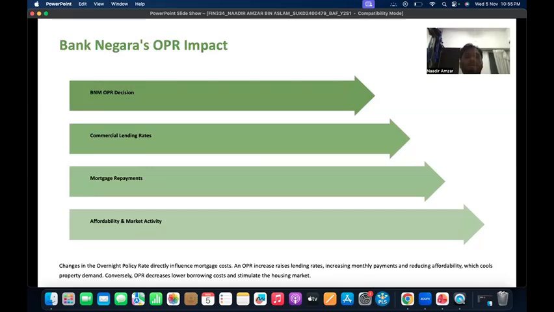So next, Bank Negara OPR impact. Now let's talk about how the overnight policy rate, or OPR, set by Bank Negara Malaysia affects mortgages. When the OPR goes up, banks raise their lending rates, which makes monthly mortgage payments more expensive. This means borrowers like John and Mary have to pay more each month, reducing affordability and slowing down the property market. On the other hand, when the OPR decreases, borrowing becomes cheaper and more people can afford to buy houses, which stimulates property demand. So, Bank Negara's OPR decisions have a direct impact on borrowers and the overall housing market.